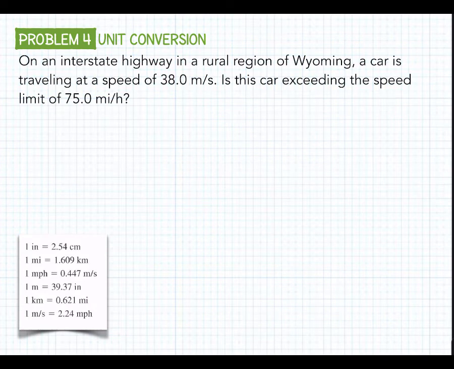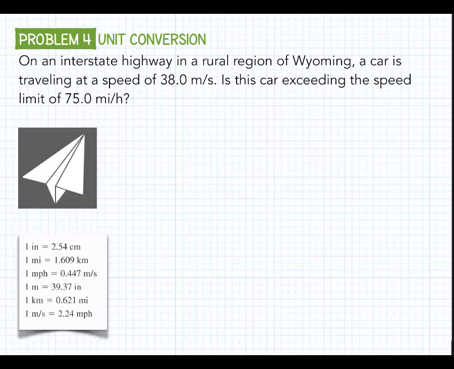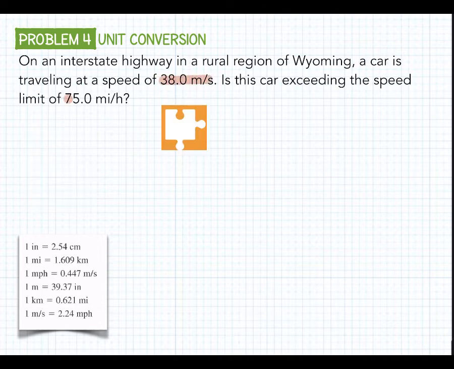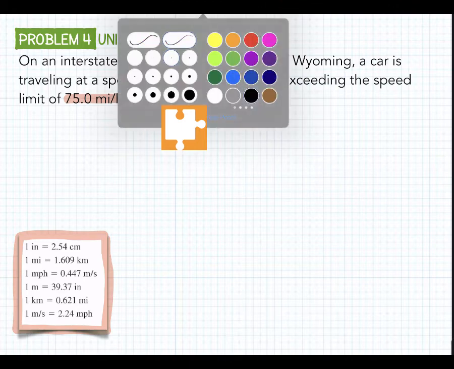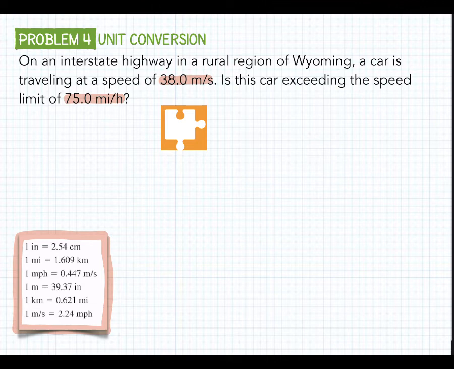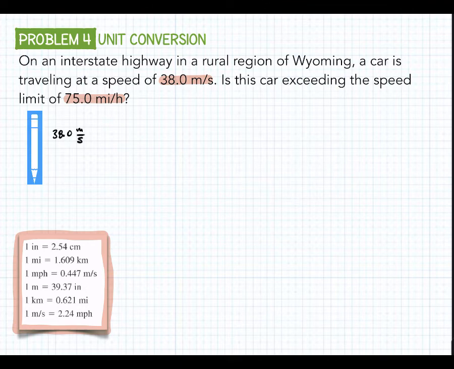Okay, so we're going to look through this problem. This one probably doesn't require any kind of picture, but to start out, we're given a few pieces of information. We know what the speed limit is. We know the car is traveling at a particular speed, and then we're given this nice box of conversions. Okay, so we start with 38 meters per second. We're writing it like this because we're going to use this ladder method, or crossing out method, to get our conversions.